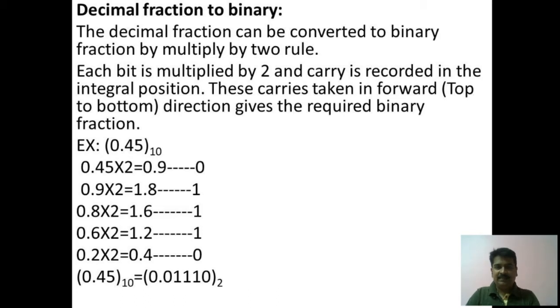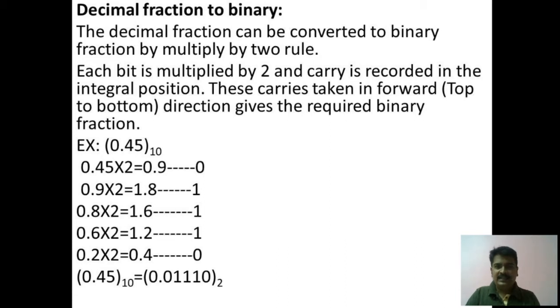I have taken the example as 0.45, base 10. That's a decimal number, a decimal fraction. Multiply the given fraction by 2. If I multiply that by 2, the answer is 0.9. Look at the integer part here. The integer part is 0. Write down the integer part here. If it is 0, write down 0, no problem.